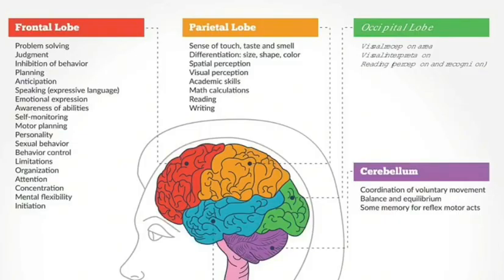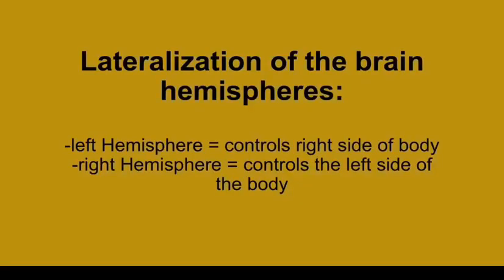Now, looking at lateralization of the brain hemispheres, we'll just briefly say here that there is a division of labor within the cerebrum. While the left hemisphere controls the right side of the body, the right hemisphere controls the left side of the body. You might need to go back to the diagram to understand what we're saying.